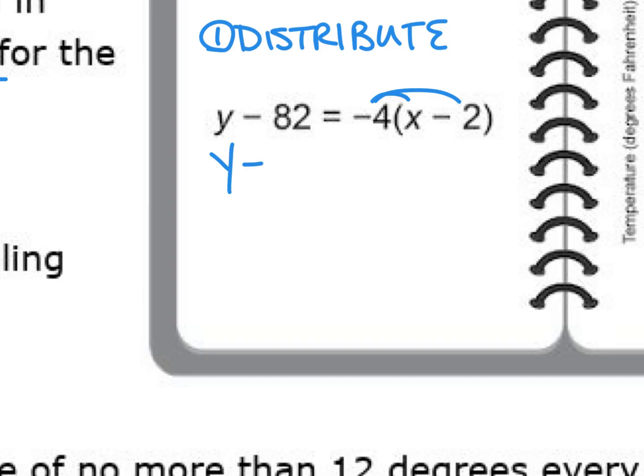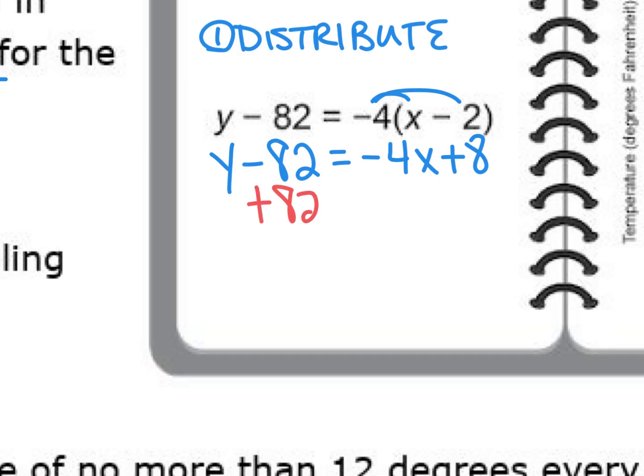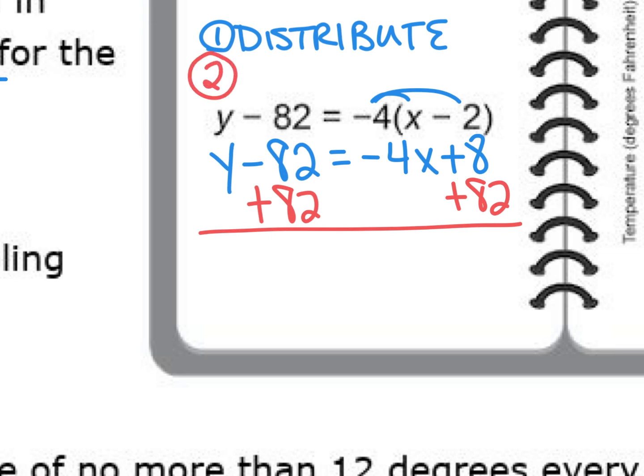So when we distribute a negative 4 times x, what do we get? Negative 4x. And a negative 4 times a negative 2. Be careful. What kind of 8? Positive 8. Thank you. Is it in y equals mx plus b form yet? No. What do we need to move to get that y by itself? 82. We're going to have to add it because it's an opposite. So step 2, move. Remember, that's called a constant.